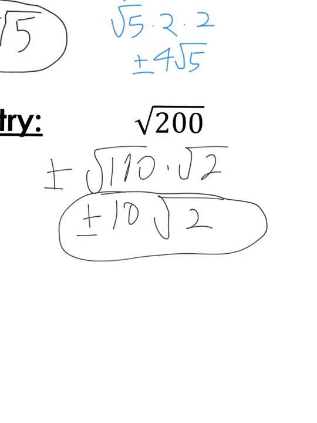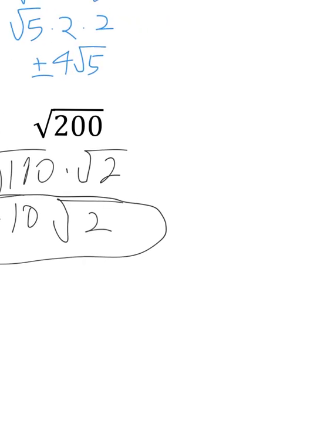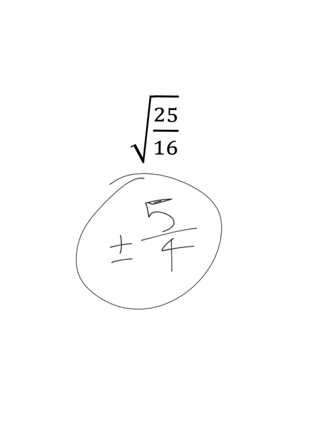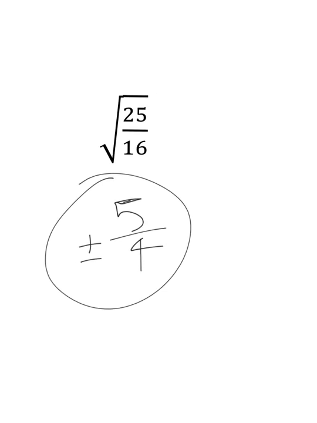Okay, so for this first example, I split 200 up into 100 times 2. 100 would be the biggest perfect square. 10 squared is 100, so the square root of 100 is 10. The square root of 2 stays behind, so I wrote plus or minus 10 square root of 2. 25 over 16: the square root of 25 is 5, the square root of 16 is 4, so I said plus or minus 5 over 4.